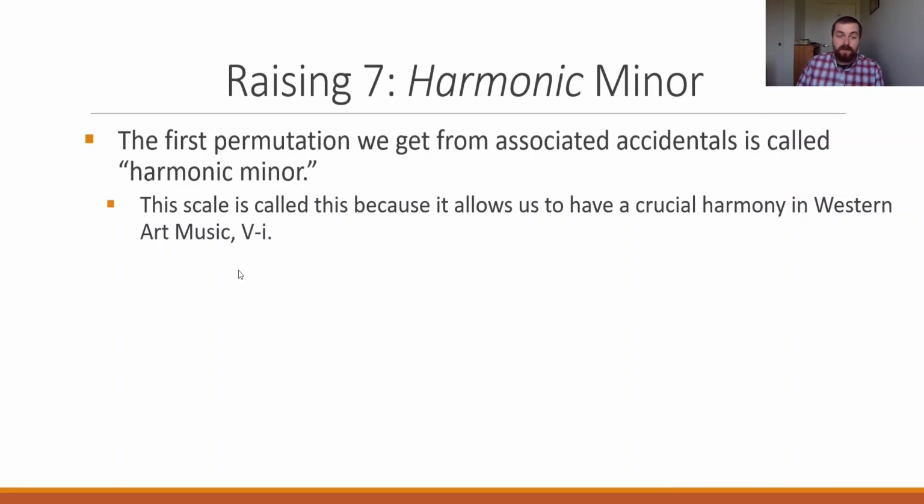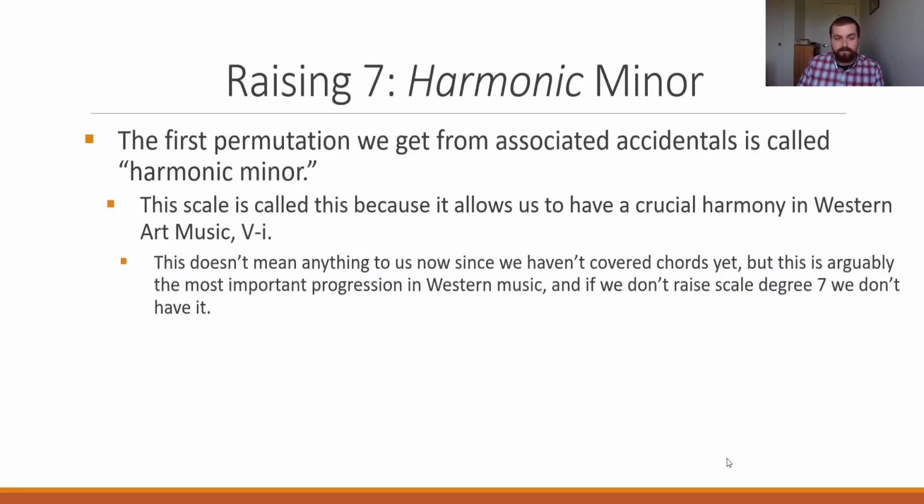You do see minor 5 going to minor 1, for instance, in a lot of other pieces, like the examples I just showed on the previous page. But for the most part, we raise 7 to give us a new chord option. This doesn't mean anything to us now, since we haven't really covered chords yet, but this is arguably the most important progression in Western music. And if we don't raise scale degree 7, we don't have it.